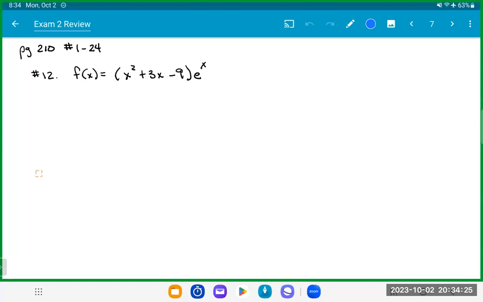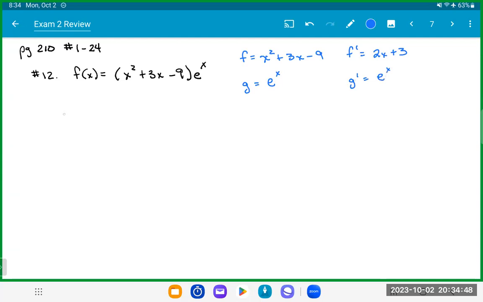Okay, so for this next one, we have two functions, so we're using the product rule. Our first one is x squared plus 3x minus 9, and our second function is e to the x. So when I take the derivative, f prime is 2x plus 3, and g prime is e to the x.